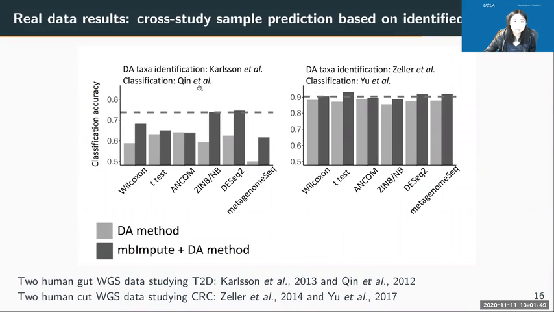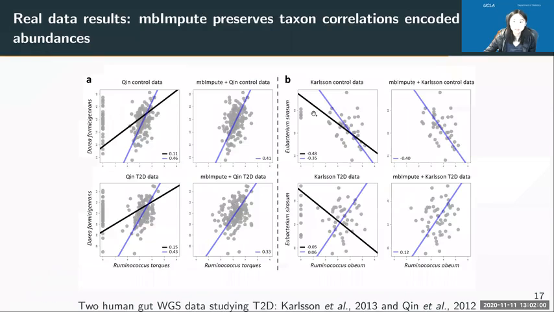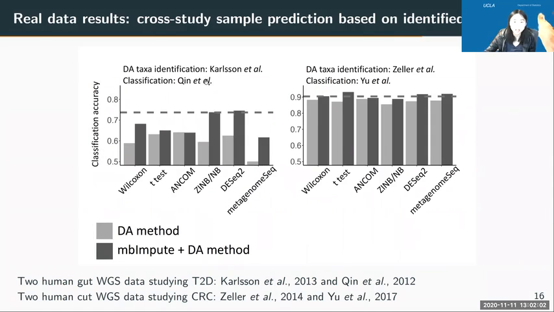So what we do is that we use one study to identify DA taxa, and then based on the identified DA taxa, we predict the sample conditions like T2D or not, CRC or not in another study. So here we show that using the DA taxa identified with mBimpute as a preceding step, for all those DA methods, the classification accuracy in another data set, in another study becomes better.